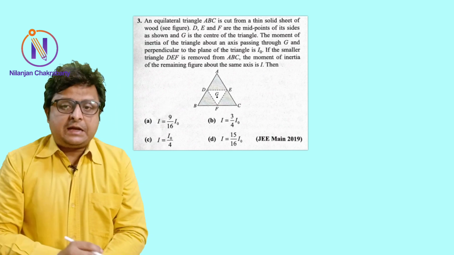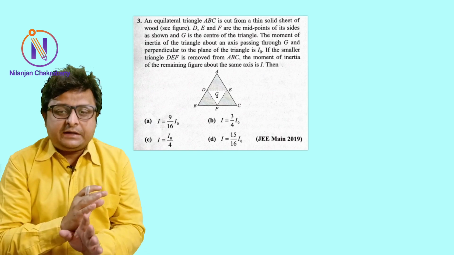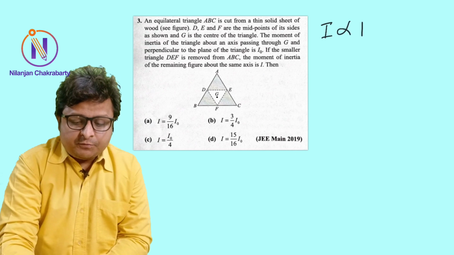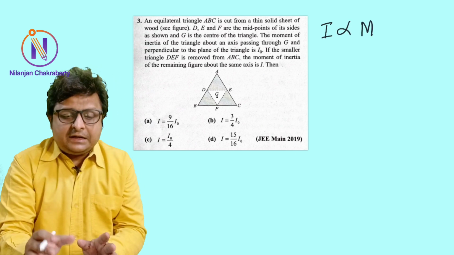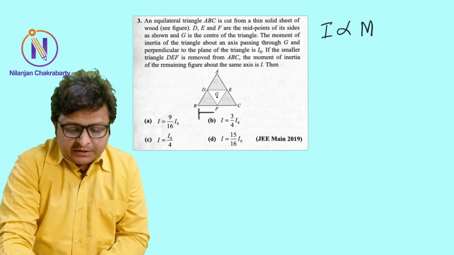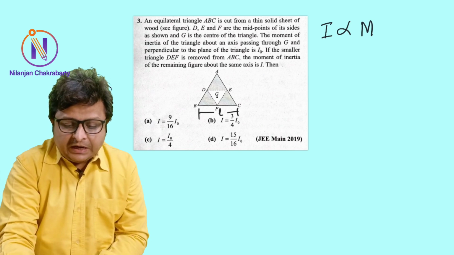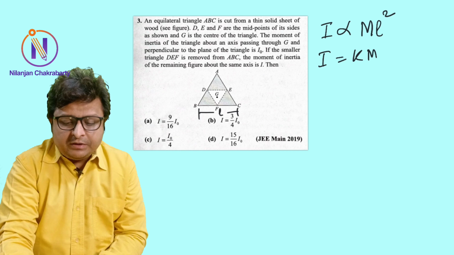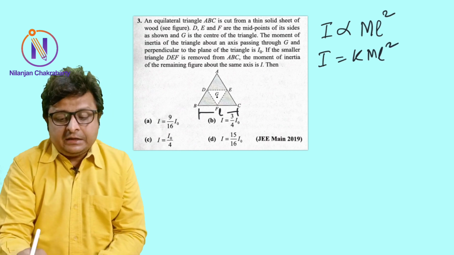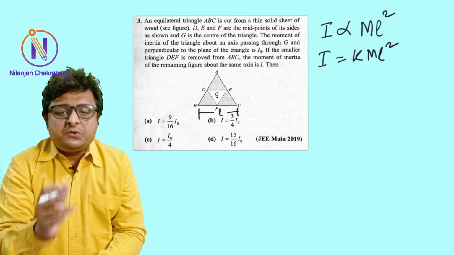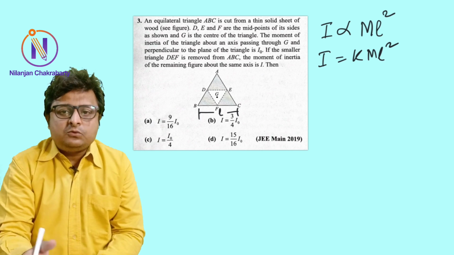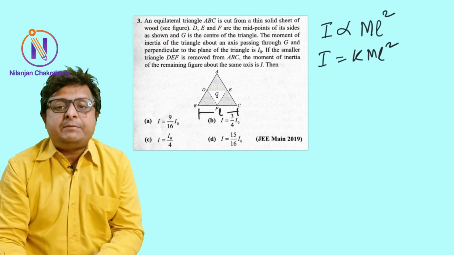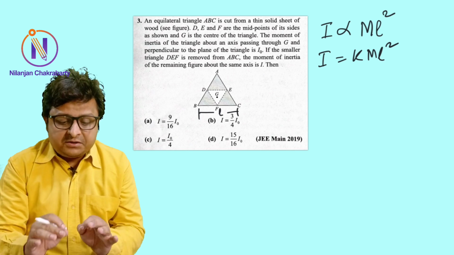Here we apply a trick: no integration, no hectic calculation. Moment of inertia is proportional to mass times some characteristic dimension squared. For this equilateral triangle we will take its side length, so I is proportional to ml squared. So I is k times ml squared, where L is the side of the triangle. Suppose you don't know k, whatever it may be, 2/3, 1/3, 2/9, 100/37, k is a constant for this equilateral triangle.